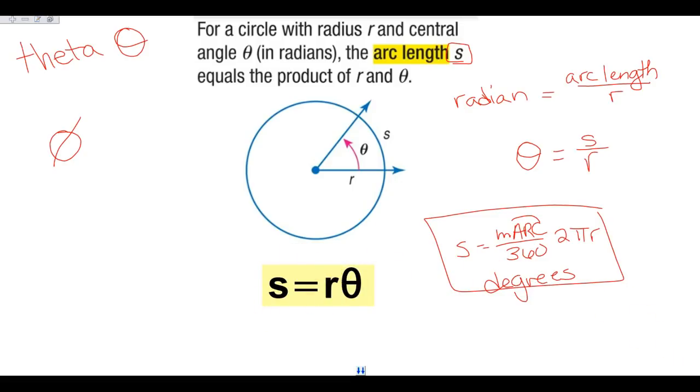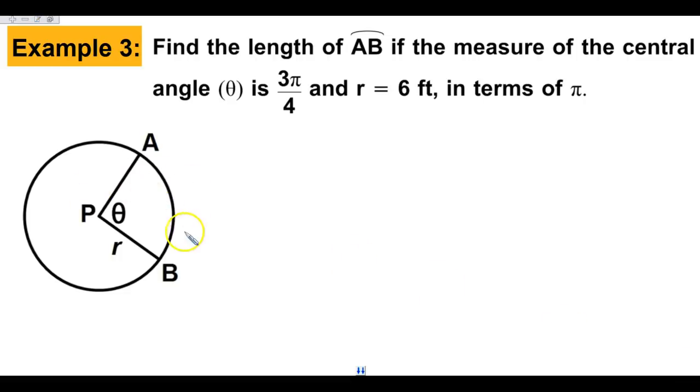All right, so let's take a look. I want to find the length of arc AB. We're going to go ahead and just call it S to make life easier. When the measure of my angle, theta, is 3 pi over 4, when you see your angle looking like this, that is in radians. They may not always say radians, but it's radians. And my radius is 6 feet.